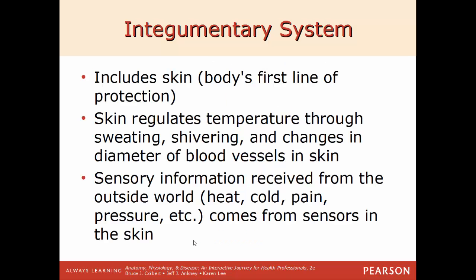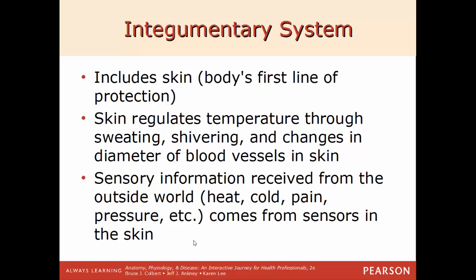The integumentary system. This will include the first line of defense that your body has, the skin. And the skin is what will help regulate your body temperature through sweating when you get too warm or shivering when you get too cold. And it does that by changes in the diameter of the blood vessels within the skin.